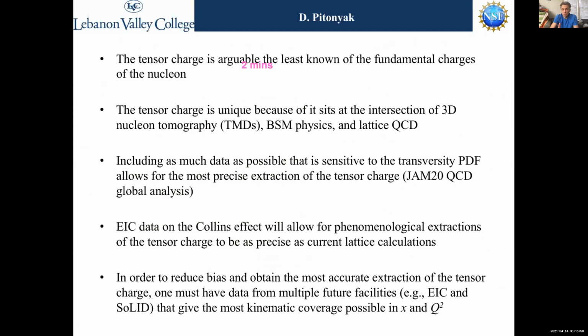The tensor charge is arguably the least known of the fundamental charges of the nucleon, and it is unique because it sits at the intersection of 3D nuclear tomography, phenomenology studies, and lattice QCD. Including as much data as possible that is sensitive to the transversity allows for the most precise extraction of the tensor charge, which we achieved last year. And EIC data on the Collins effect will allow for phenomenological extraction of the tensor charge to be as precise as current lattice calculations. And in order to reduce bias, of course, we need complementary measurements, and those from JLab and SoLID in particular will provide this complementarity. Thank you.